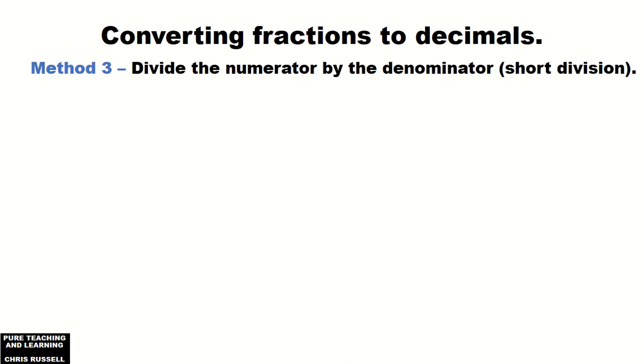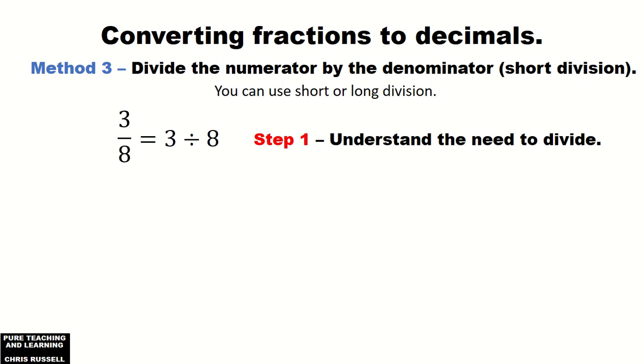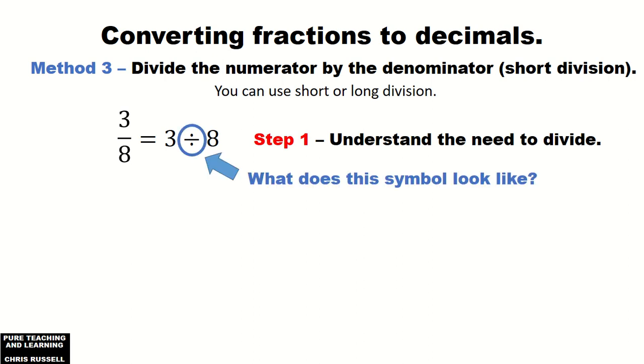Method 3, divide the numerator by the denominator, so short division. You can either use short division or long division for this, but we're going to do short division today. So we have 3/8, and it equals 3 divided by 8. Step 1 is to understand the need to divide. Just have a look at that symbol, the division symbol. What does that look like to you? Have we seen that before?